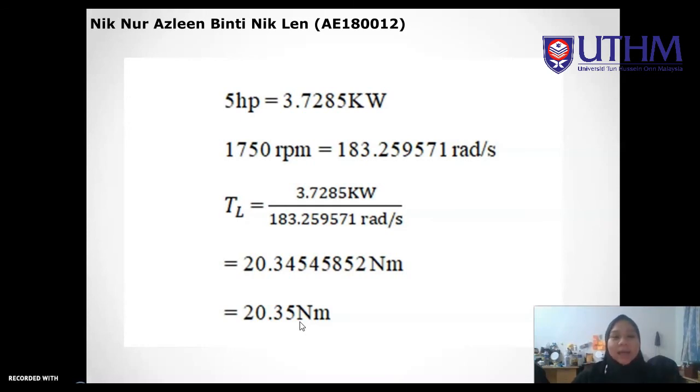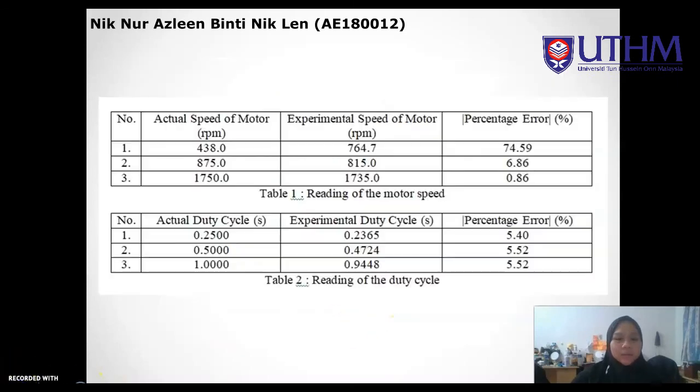And after that, I'm going to talk about the reading of the motor speed, the result that we get from the motor speed, and the result for duty cycle. First of all, we use these 3 values to insert in the circuit, and then we get the output like this. Supposedly the output needs to be the same as the input, but we get a little bit different from the input, and after that I can calculate the percentage error of the motor speed.